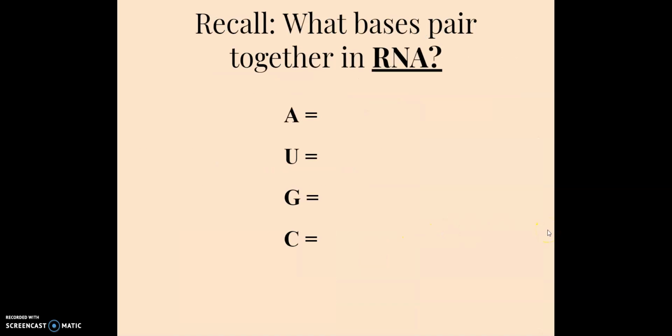So let's recall, what bases pair together in RNA? A pairs with U, U pairs with A, G pairs with C, and C pairs with G.